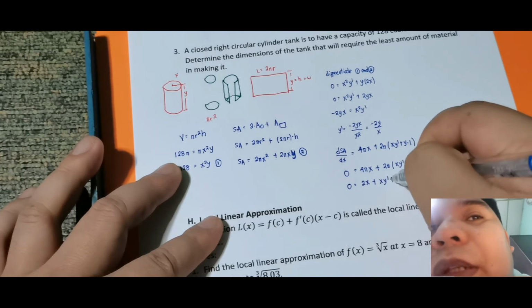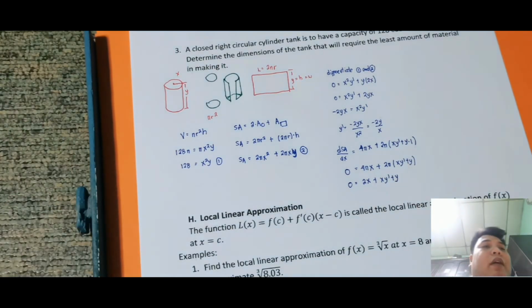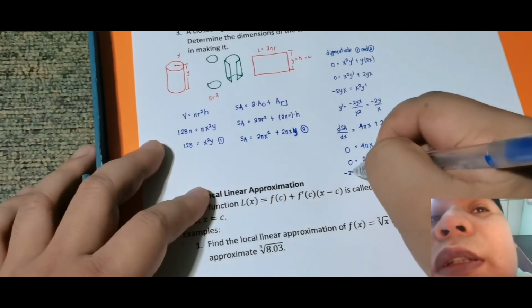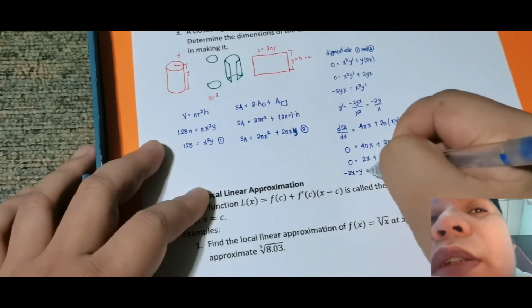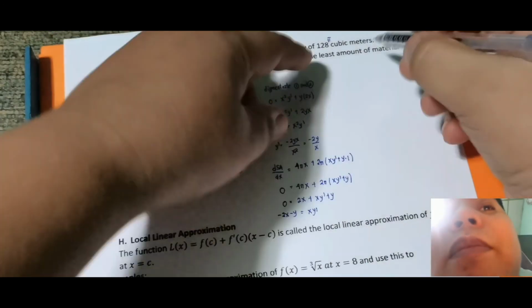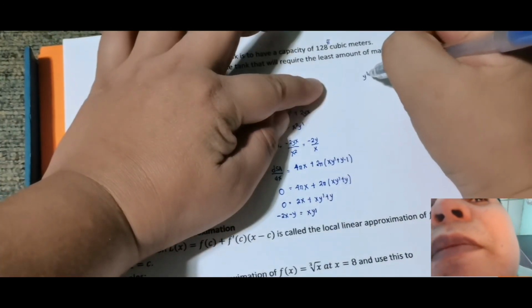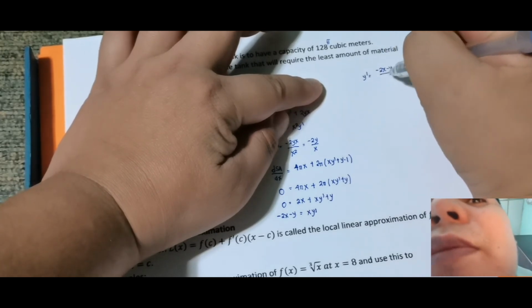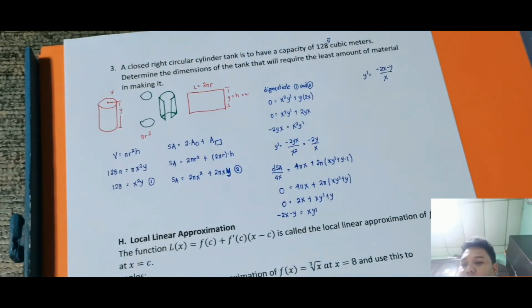xy prime plus y. Okay, so meaning ito yung transpose natin sa kabila. So this is negative 2x minus y is equal to xy prime, or simply we have y prime is equal to negative 2x minus y over x. Okay, so hoping na tumama yung sagot ni sir sa ginagawa niya.